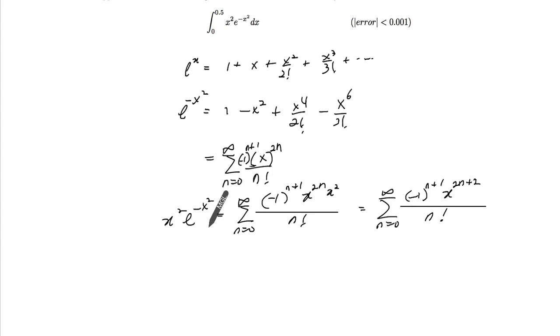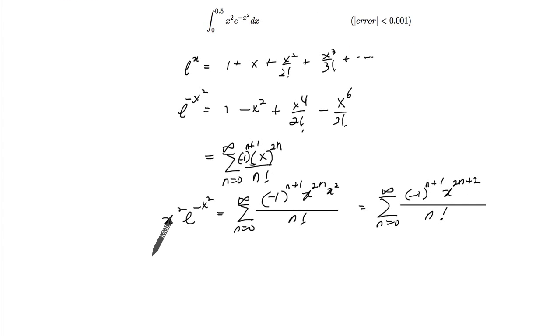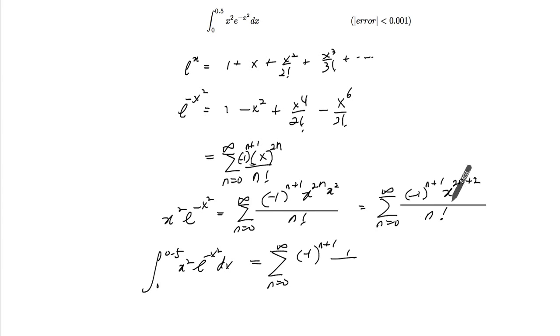Okay, so now we just have to integrate this. And it's going to be sigma. The minus 1 stays the same. This is going to be x to the power of 2n plus 3 over 2n plus 3 times n factorial.